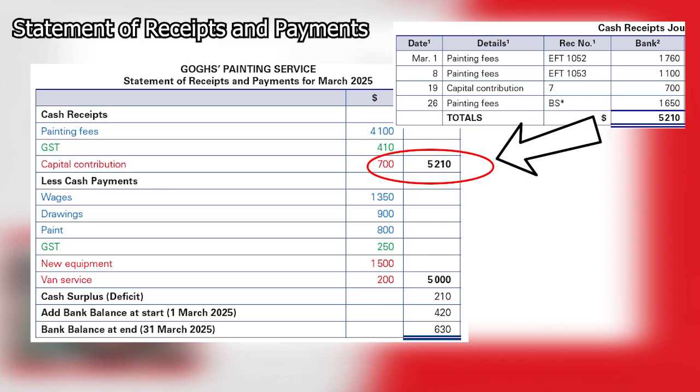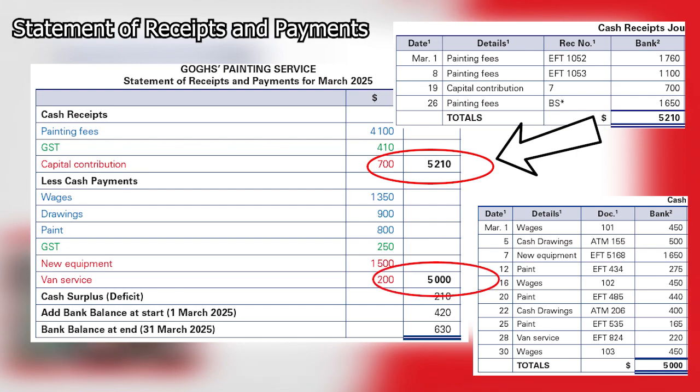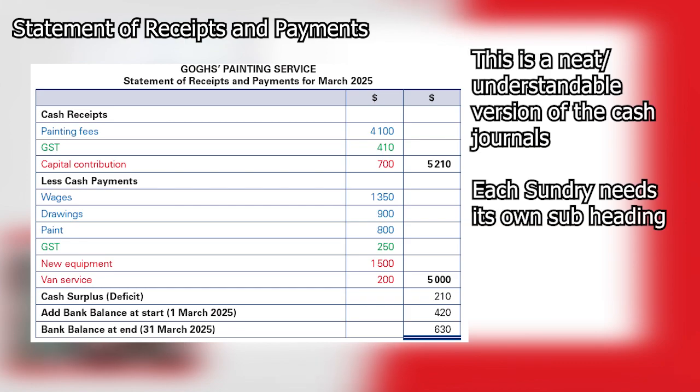The exact same thing happens for the cash payments journal, and we can check those subtotals of total cash receipts 5,210 against the bank column of the cash receipts journal 5,210. So we know that math works. Likewise, the same applies for the cash payments journal, which totals at $5,000, and we can double check that from our journal, also 5,000. So we see that right there. So basically, this statement of receipts and payments is a pretty version of our journals.